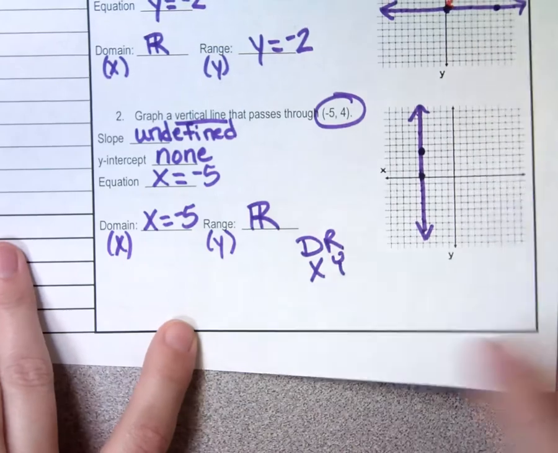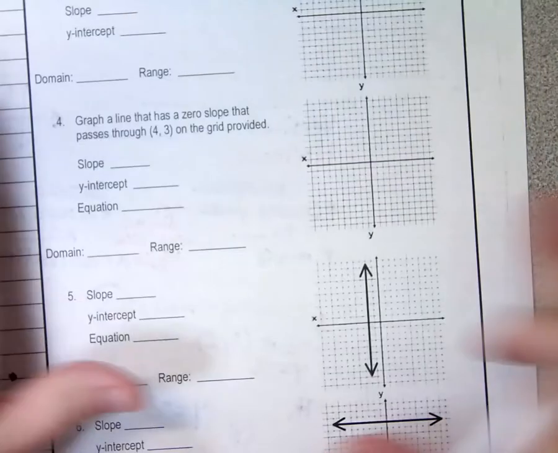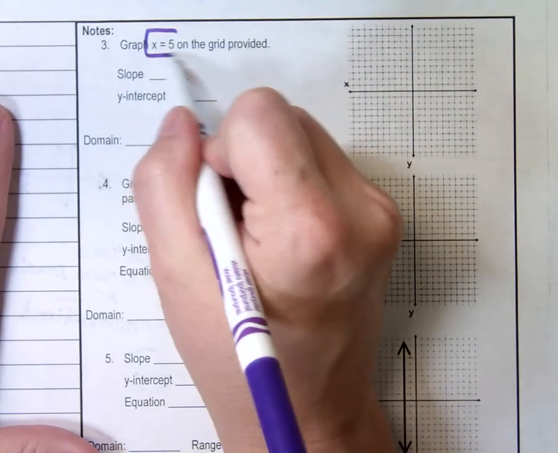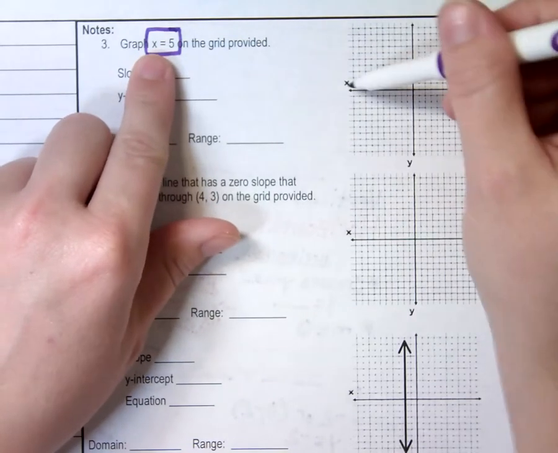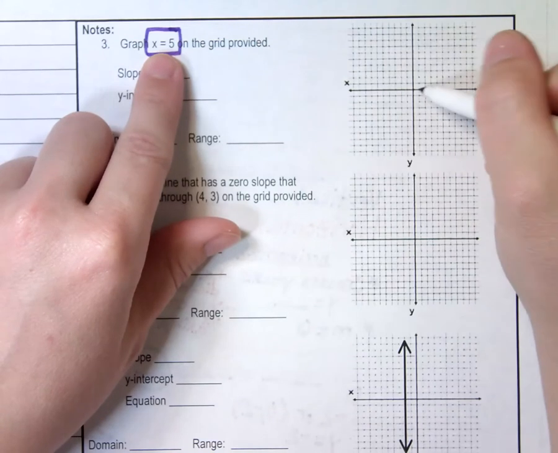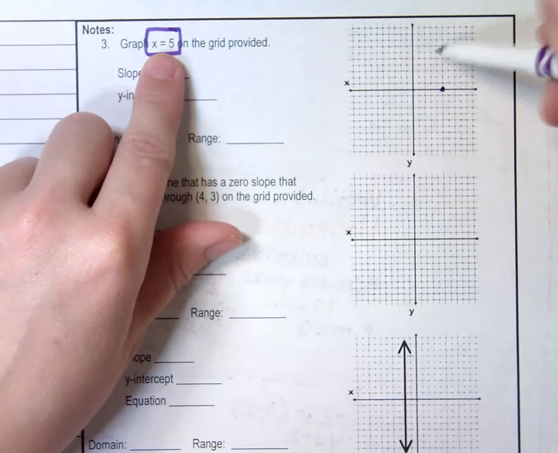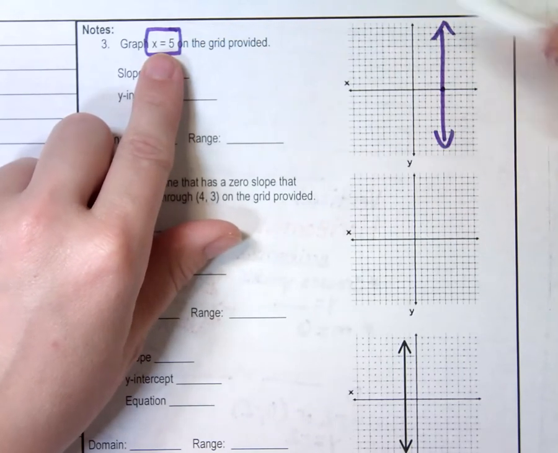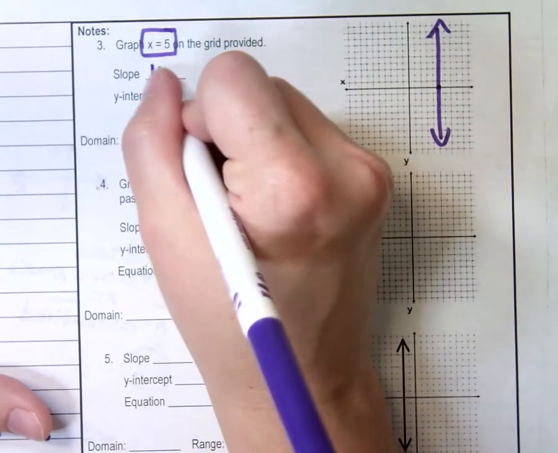All right, let's flip it over. Okay, number 3. This time they give me the equation. They tell us to graph x equals 5 on the grid provided. So if it says x equals, I know it's only going to cross the x-axis. So I'm going to go to where my x is a 5, so I go right 5, and if my line is only going to cross the x-axis, then it's going to look like this. All vertical lines are x equals. Okay, what's the slope? Undefined.